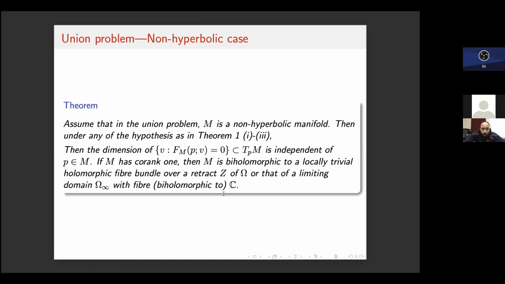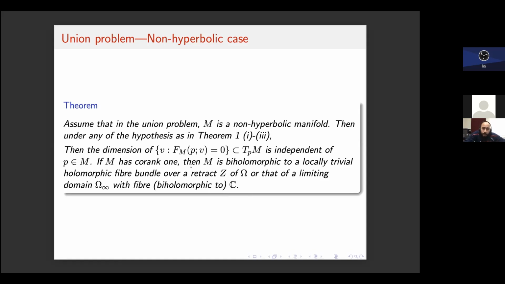If omega is one of these, then we can show that the conclusion of Fornaess and Sibony holds in this case also, in the sense that if you look at the zero set of the Kobayashi metric, its dimension is independent of P. And if M has corank 1, then M is biholomorphic to a locally trivial holomorphic fiber bundle over a retract Z of omega, or a retract Z of omega infinity. Again, we have the dichotomy which arises because of scaling.